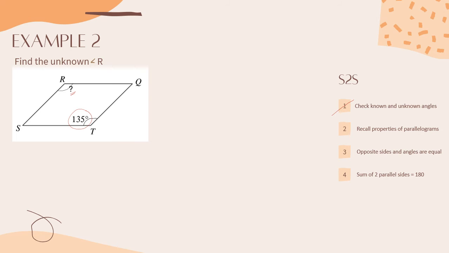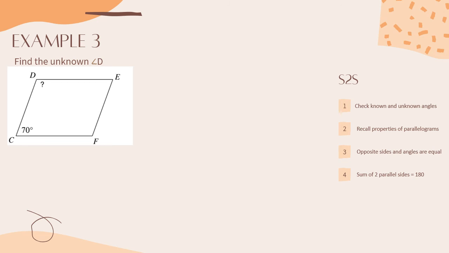Step 2, recall properties of a parallelogram. Opposite sides and angles are equal. So opposite is berdepanan. So angle T depannya is angle R and they are equal. So if angle T is 135 degree and you know that angle T equals to angle R, so when they are equal, then automatically angle R is also 135 degree.